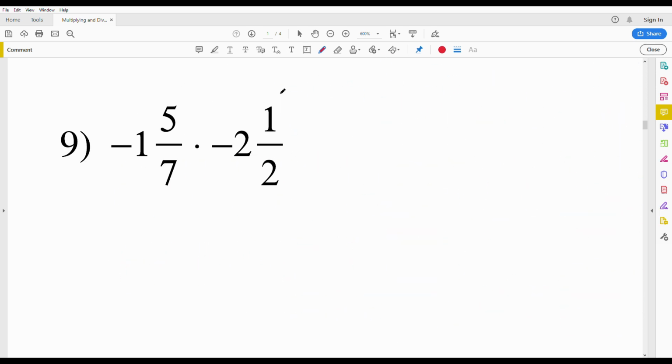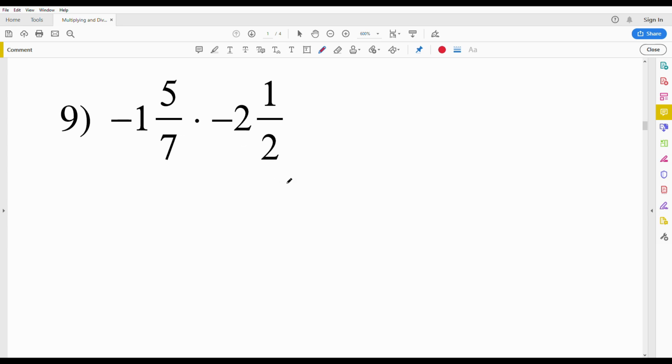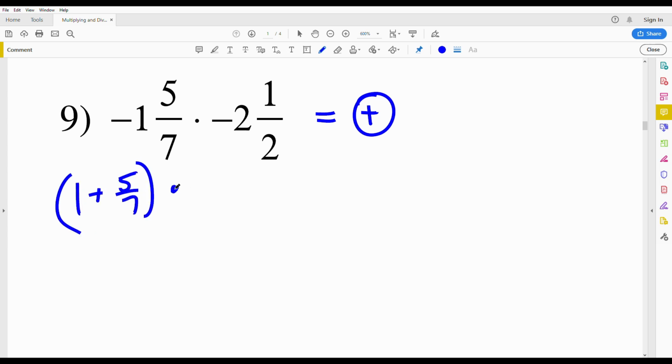In number 9, we have two mixed numbers. We're going to have to turn them both into improper fractions before we multiply. So negative times a negative, we know our answer is going to be positive. So I'll go ahead and write this out. Taking just my values without the negatives, because I know my result is positive, I'll do 1 and 5/7, so that's 1 plus 5/7, and that will get multiplied by 2 and 1/2.